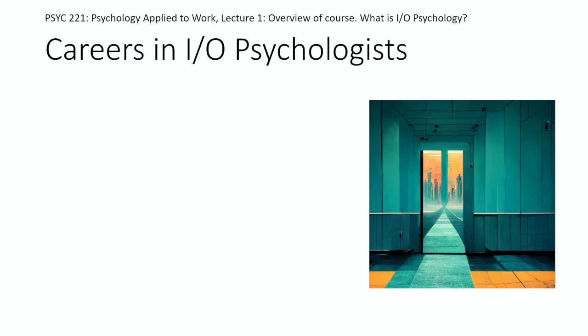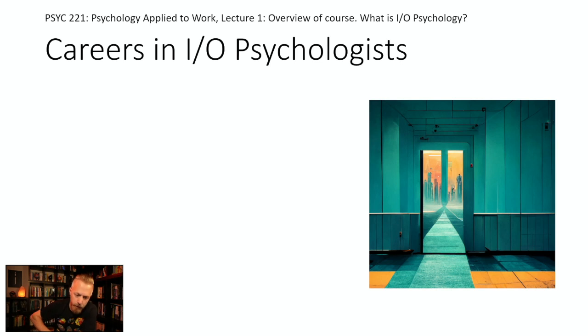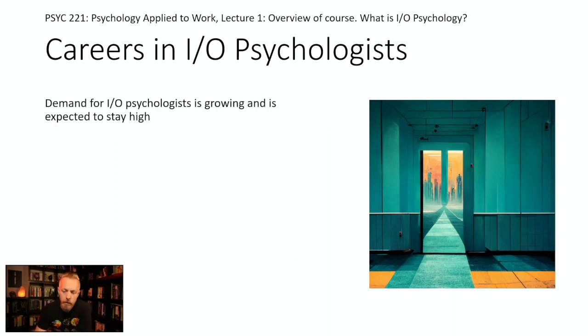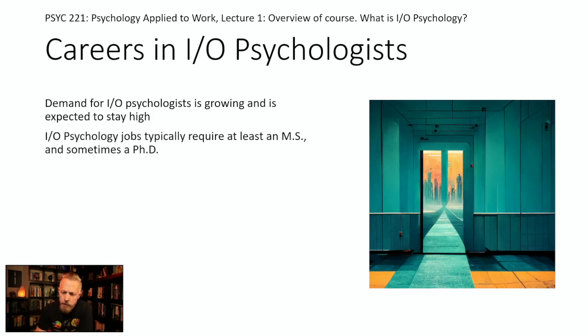Becoming one: not all of you, most of you are not likely to become IO psychologists. If this whets your appetite and you think this is interesting, by all means. The demand is growing, and it's expected to stay high, and a good career can be made. Generally speaking, to be an IO psychologist, it's expected that you've got some credentials, usually minimally a master's degree at a grad school that has a specialty, or at least has an advisor with a strong IO psychology background. And in some positions it would require a PhD.